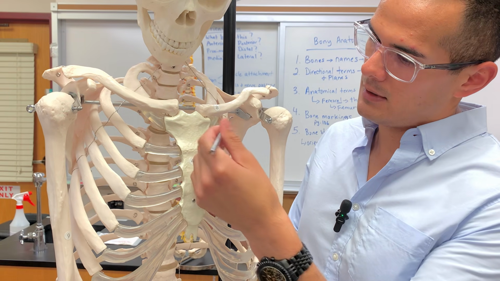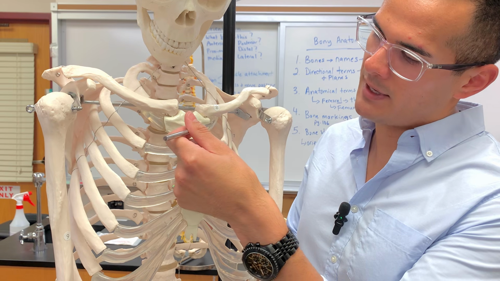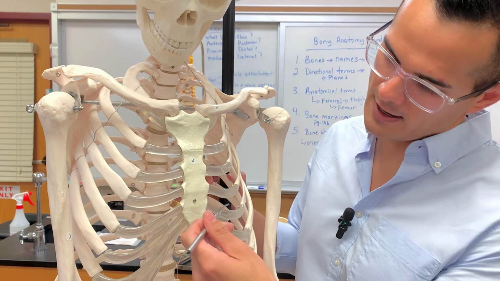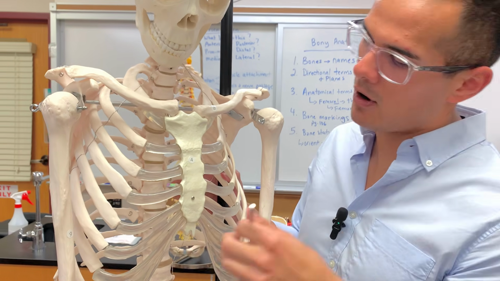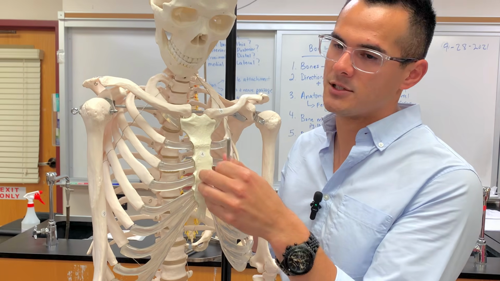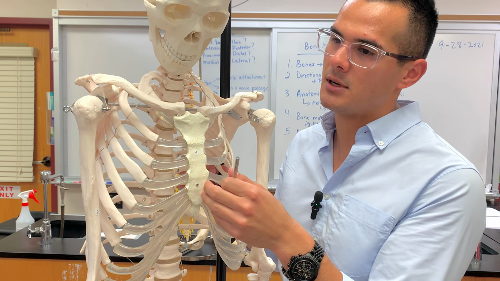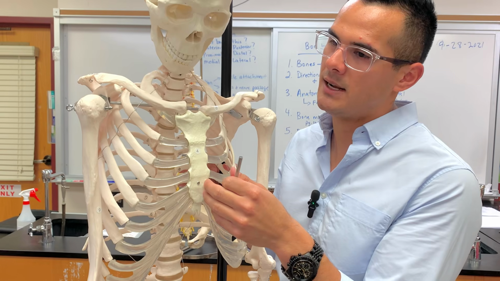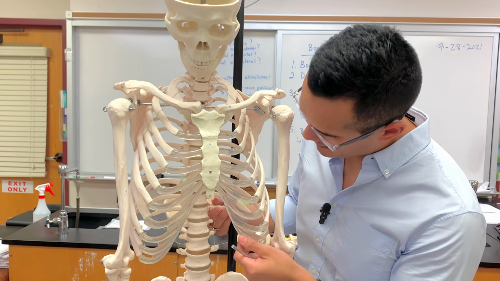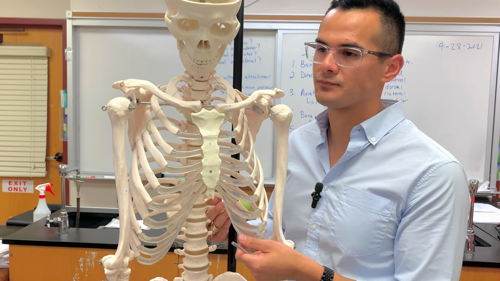Okay, so the next thing is how many ribs you have. So 1, 2, 3, 4, 5, 6, and 7, all of these are articulating right here with the sternum. These are known as true ribs. You also have false ribs, and then the last two are the floating ribs, which are here at the bottom.